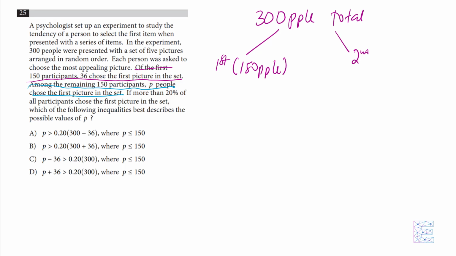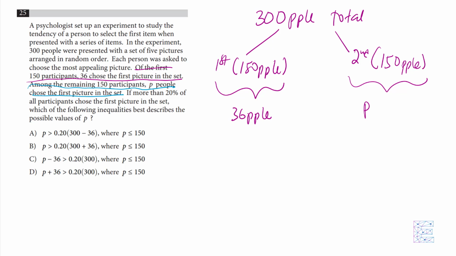So let's see if we can figure this out. We know that there's an experiment, and there were 300 people in total. It looks like these people were broken into 2 groups. There is the first 150 people, and the second group, which is also 150, for a total of 300 people. Out of the first group, we know that 36 people chose the first picture. And out of the second group, P people also chose the first picture.